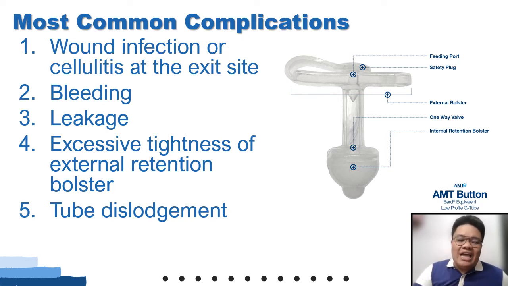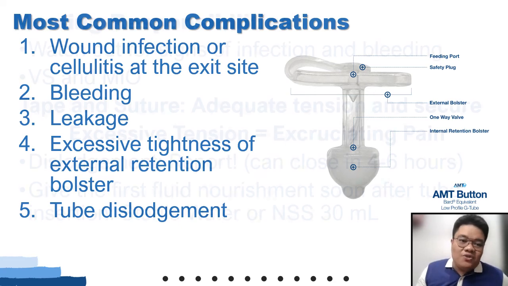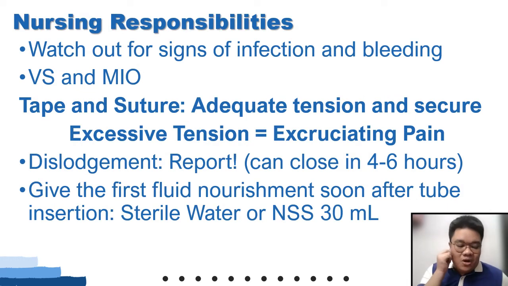Okay? Now, again, wound infection. If your patient is having signs of redness, erythema around the insertion site of the tube, refer right away to the doctor. Those are early signs of infection. Do not wait for fever, because once your patient is already having fever, that's already a systemic sign. It might be a late sign already of infection in this case. Okay, take note of that. Now, other than watching out for signs of infection and bleeding, you also need to perform your vital signs and MIO.